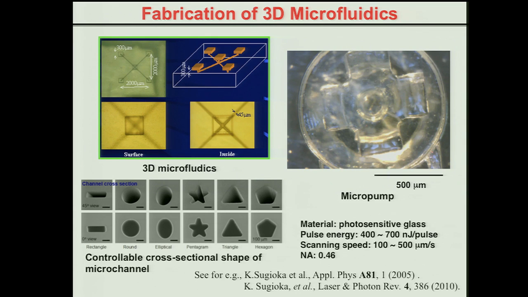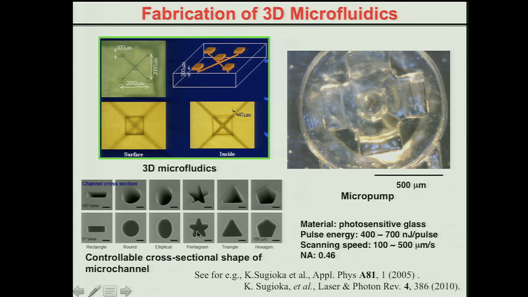So by using this technique, we have so far succeeded in fabricating three-dimensional microfluidic structures inside the photosensitive glass. And here I show some examples. This is a cross-shaped microfluidic channel formed inside the photosensitive glass. In this case, the straight microchannel with a width of 45 microns and a length of 2.8 millimeters was embedded 300 microns below the surface.